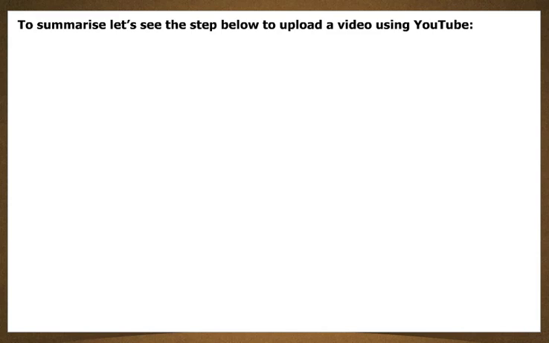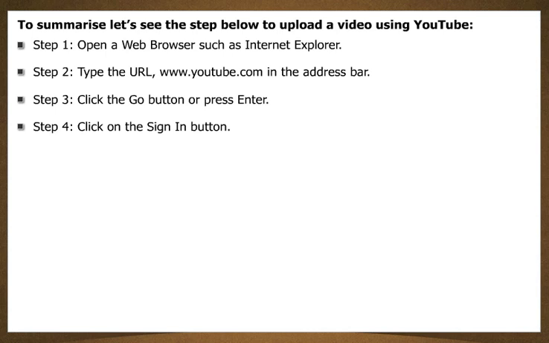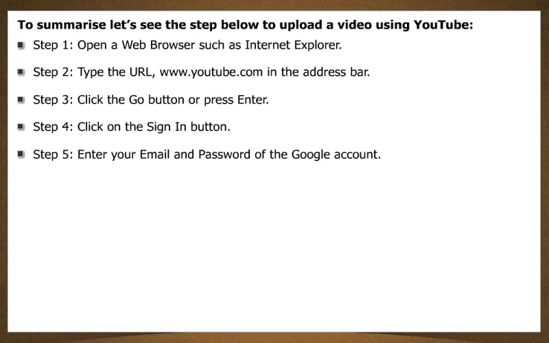To summarize, let's see the steps below to upload a video using YouTube. Step 1. Open a web browser such as Internet Explorer. Step 2. Type the URL www.youtube.com in the address bar. Step 3. Click the Go button or press Enter. Step 4. Click on the Sign In button. Step 5. Enter your email and password of the Google account. Step 6. Click on the Sign In button.